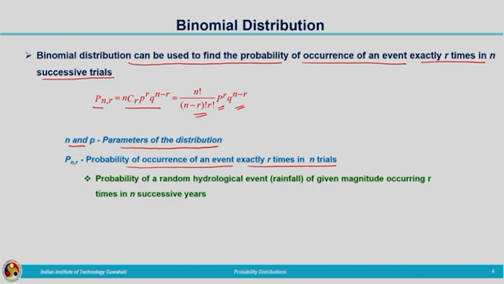Now, P(n, r) is the probability of occurrence of an event exactly r times in n trials, that is probability of a random hydrological event. That is, if we are considering rainfall, in that case probability of getting a rainfall of given magnitude occurring r times in n successive years. Sometimes based on the value of rainfall, we can tell whether there will be a flood or not.